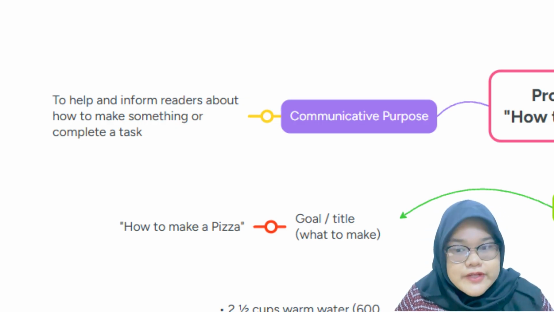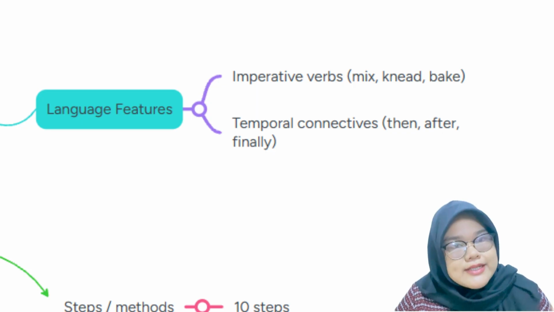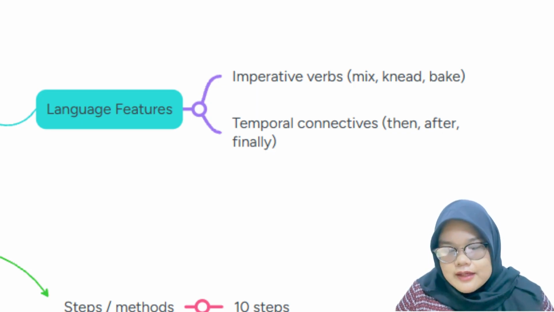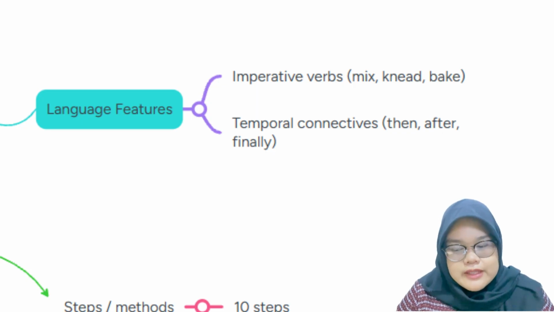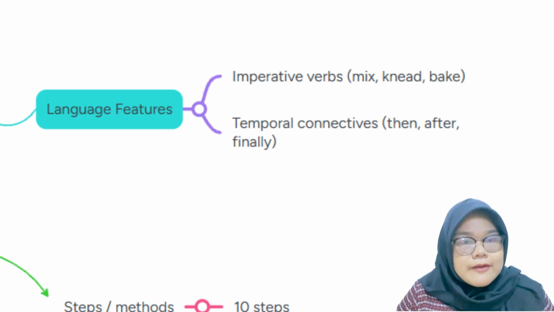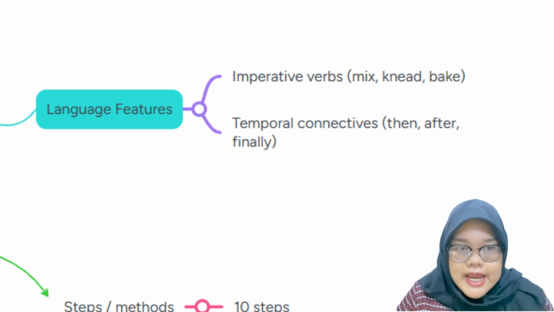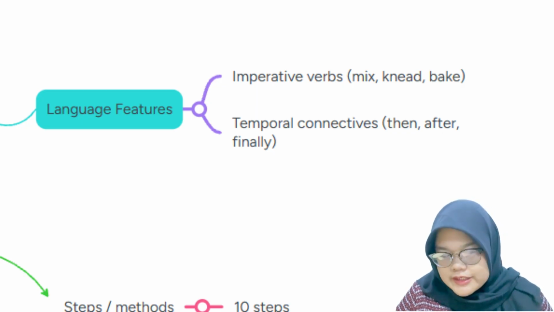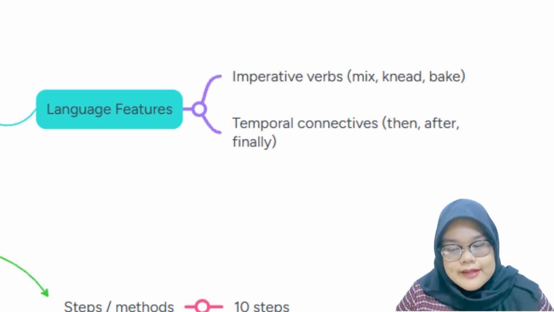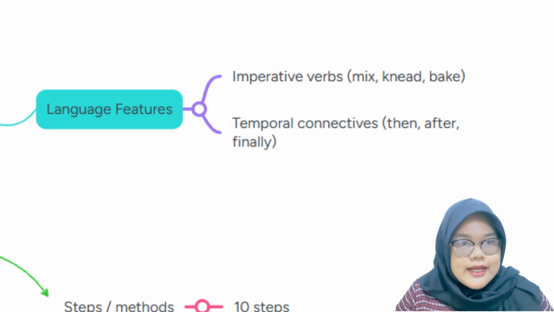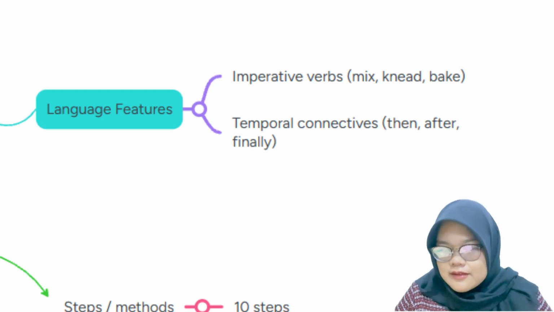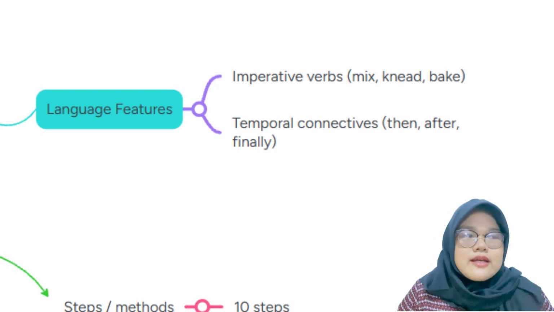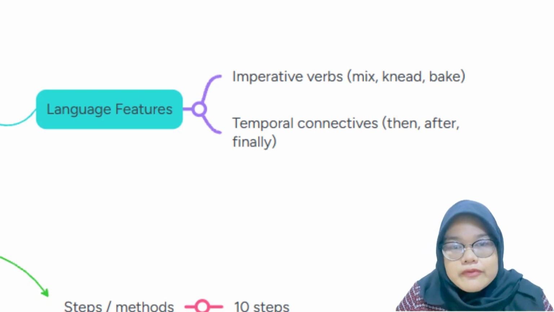Next, we will talk about the language features in the procedure text. You can see the text mostly uses imperative verbs like mix, need, bake. The verb is an action for you to do as the instruction. And the second one is temporal connectives, like then, after, finally. They are words that make the transition to each sentence, to each command or to each step. Okay, next we move to the structure.